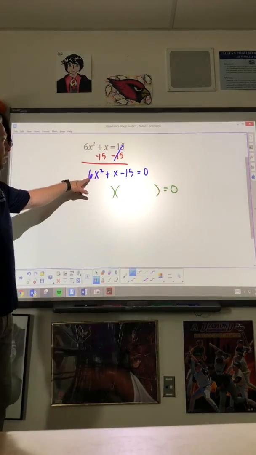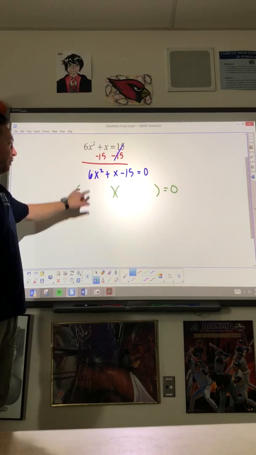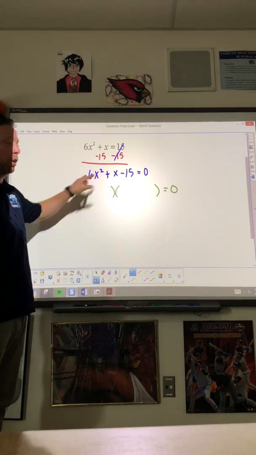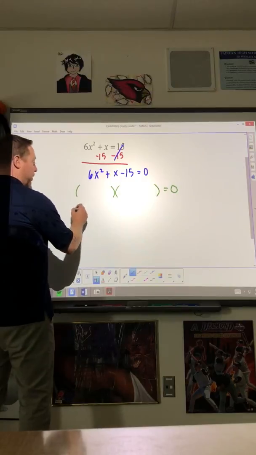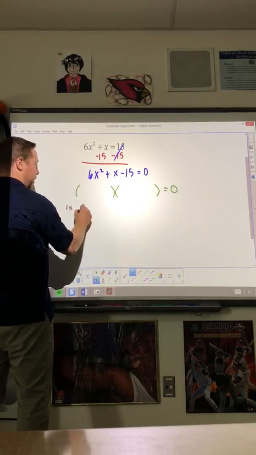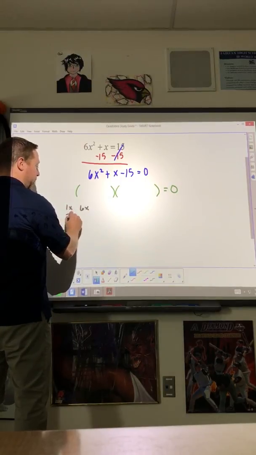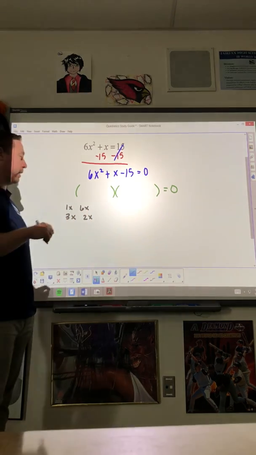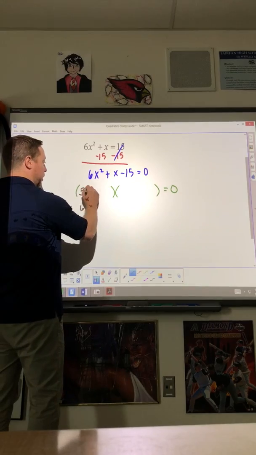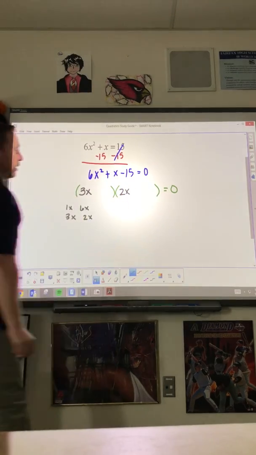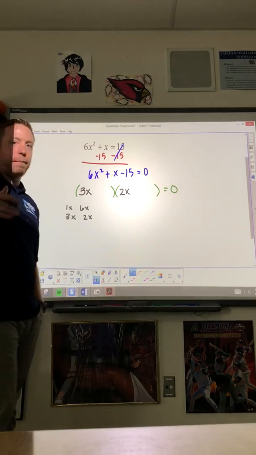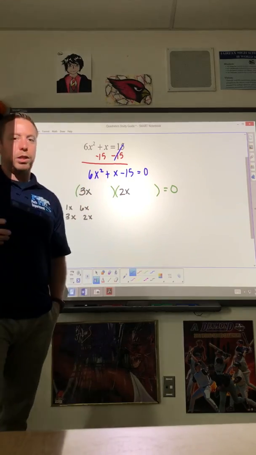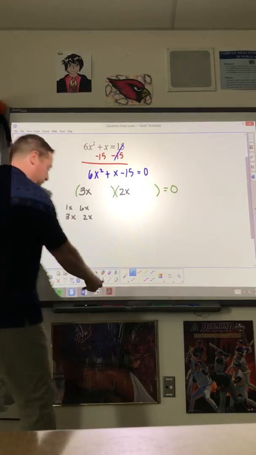Okay, in order to get 6x squared in front, my first term times my first term has to be 6x squared. So I've got a couple of options. That could be 1x times 6x. That could be 3x times 2x. I'm going to guess 3x times 2x to get 6x squared, right, knowing that I may need to go back and erase both of these and change it to 6x and 1x.